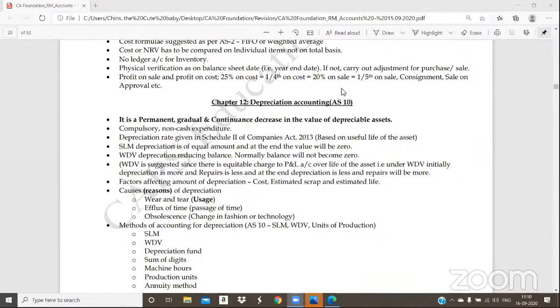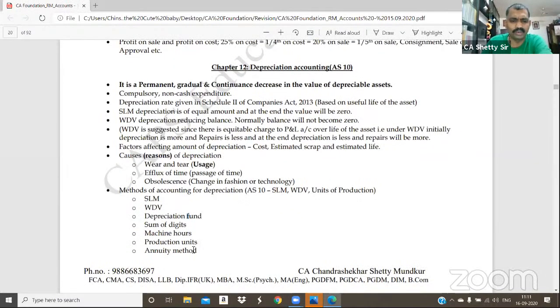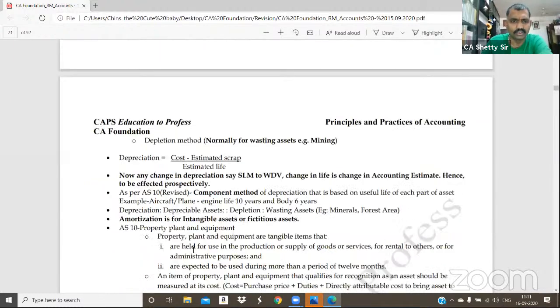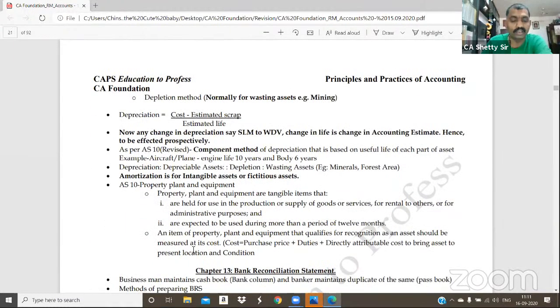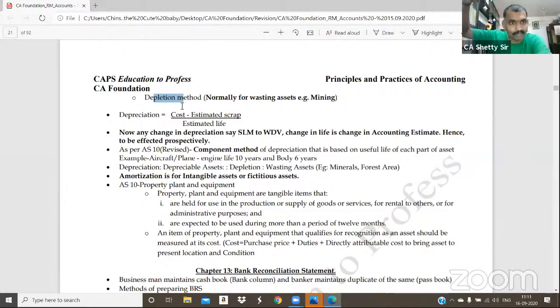Other methods of depreciation are units, SLM, WDV, all those things. The depreciation method is normally for wasting assets. For wasting assets, we call it depletion. When you do mining and extract the mud, it will be totally wasted. You cannot use it anymore. That's called a wasting asset, so it is called depletion.